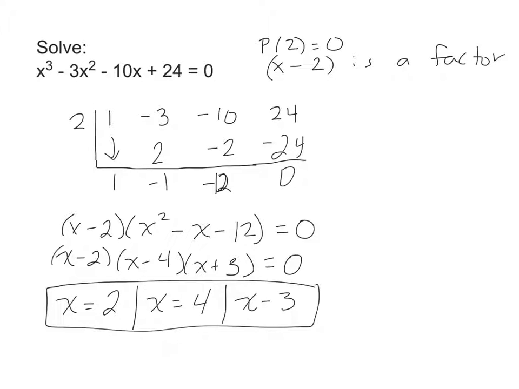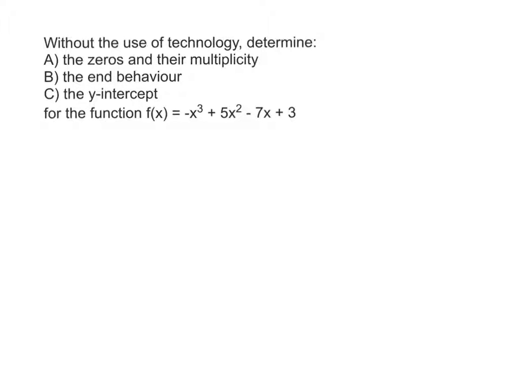Here's something else that you could be asked to do that uses all that knowledge that you have. This says, without the use of technology, determine the zeros and their multiplicity, the end behavior, and the y-intercept for this function. This might be a little harder because it's not sort of exact steps like the last one was, but anybody have an idea of how to figure out any of that stuff? Factor it.